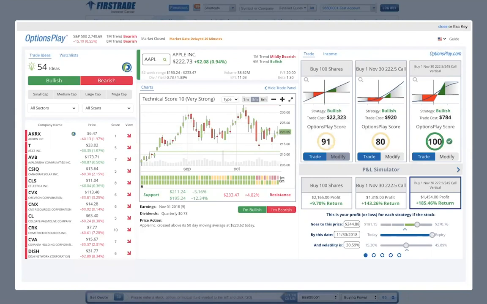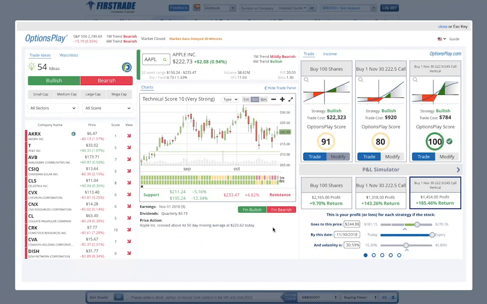So the platform itself is divided into 3 sections. You have trade ideas and watch lists here on the left, a security analysis panel here in the middle, and we have trading and income here on the right-hand side. So these 3 panels give you what to trade, based on your trade ideas and watch list. The middle panel tells you why you should trade it, with technical analysis and relative strength indicators that give you an idea as far as the bullish and bearish trend and strength of the stock, along with earnings, dividends, and price action data here at the bottom.